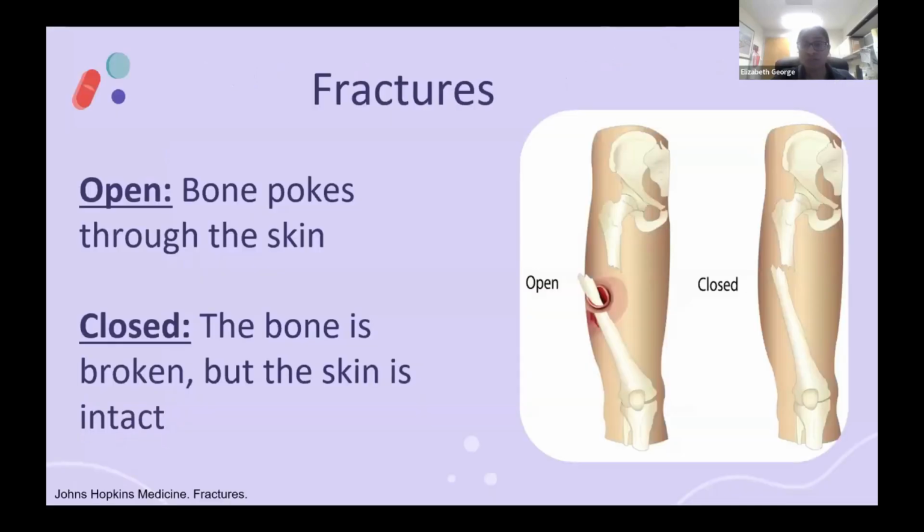So fractures. A fracture is a partial or complete break in the bone. When a fracture happens, it's classified as either an open or closed fracture. Open fractures, sometimes known as compound fractures, are where the bone pokes through the skin and can be seen, or a deep wound exposes the bone through the skin. Whereas closed fractures, sometimes known as simple fractures, are where the bone is broken, but the skin is intact.